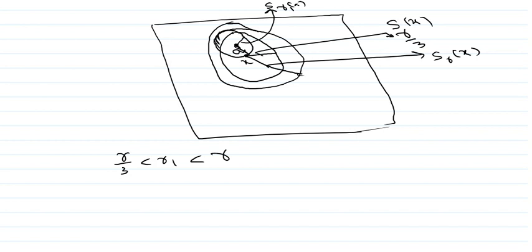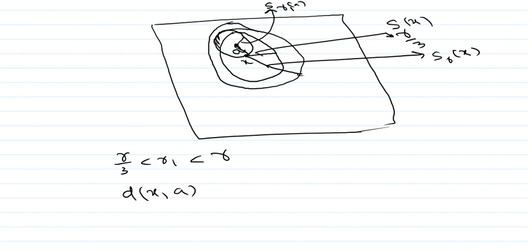Now you need the distance between x and a, that should be less than r1. How do we prove this? The distance between x and a should be less than r1. So it's actually here 2r by 3 and 2r by 3.